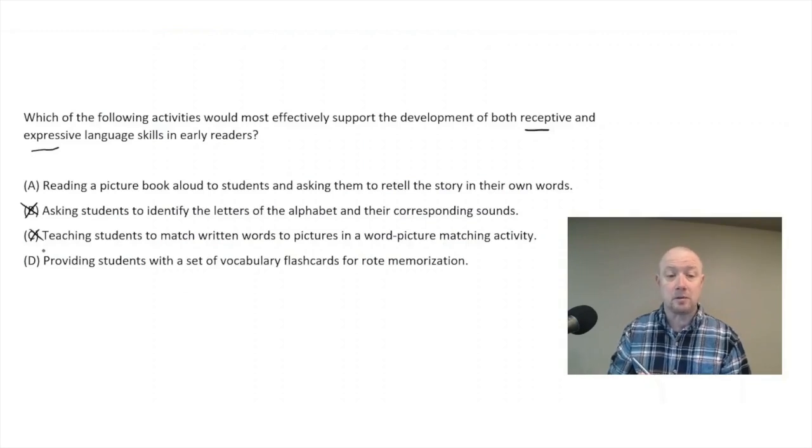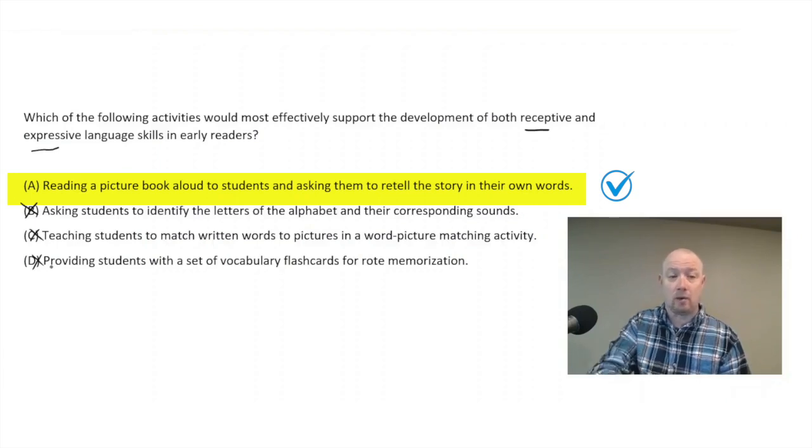Choice D, providing students with a set of vocabulary flashcards for rote memorization. Again, we're not activating the receptive skill of listening, so the only choice here that would work would be reading a picture book aloud to students, so that's the receptive part, and asking them to retell the story in their own words, the expressive language. So the correct answer is choice A.